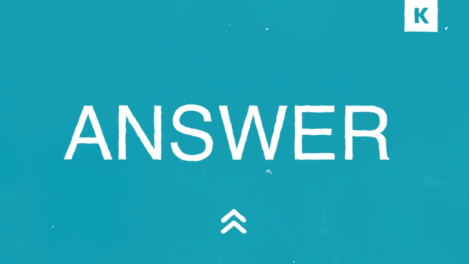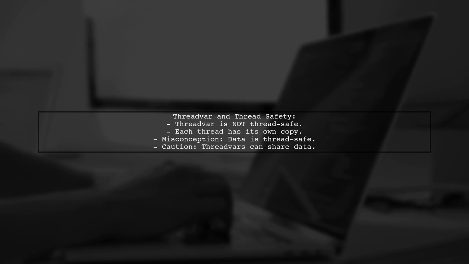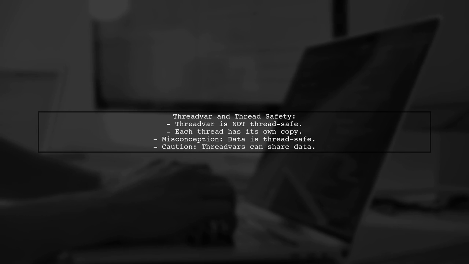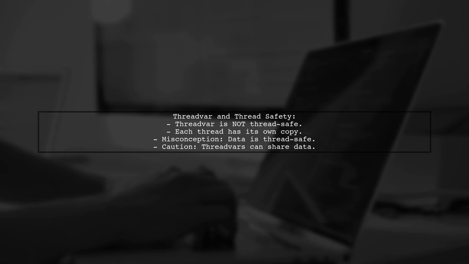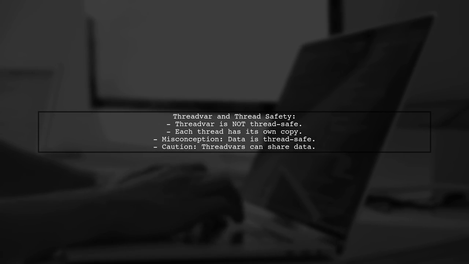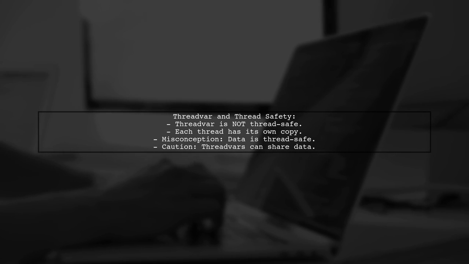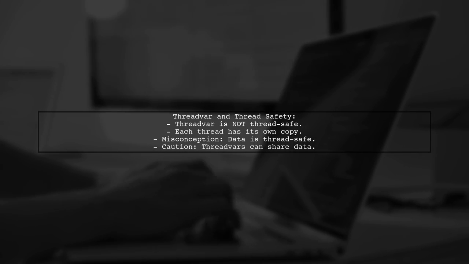Let's now look at another user-suggested answer. Let's discuss whether using Threadvar is thread-safe. Threadvar itself is not thread-safe, as it provides a separate variable for each thread. This can lead to misconceptions about data safety. However, while Threadvars usually don't share data, they can be used in ways that do share data, so caution is needed.